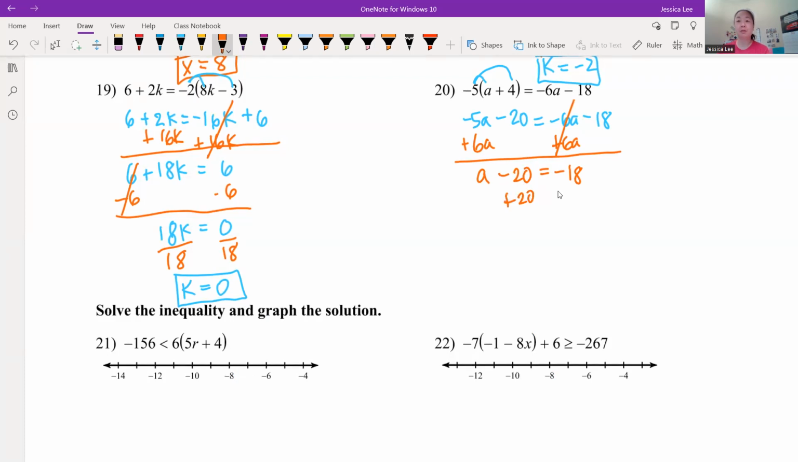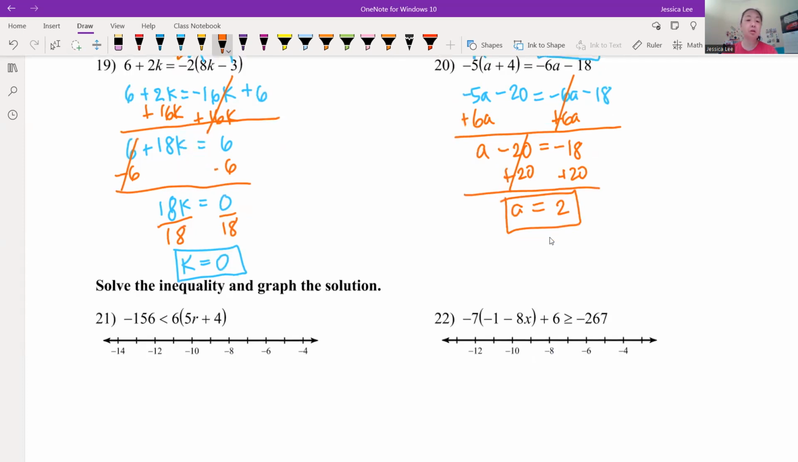You know why it's called a one-step equation? It's just one step, right? And so we're going to add 20 to both sides, and we get a is equal to 2. Done. Since a didn't have any coefficients, there was no other extra numbers out there. It just turned into a one-step equation. All right, we finished our equation solving.